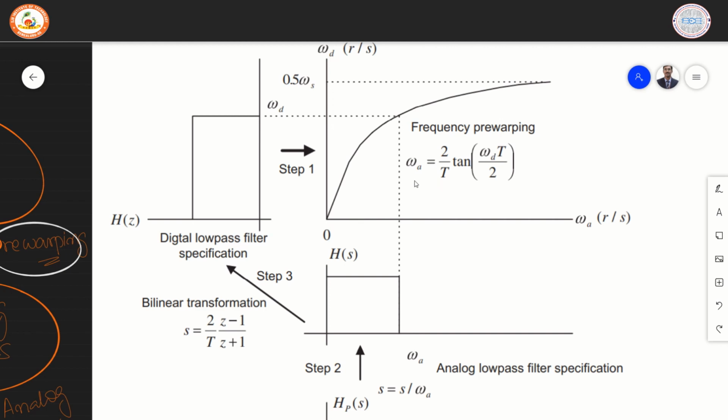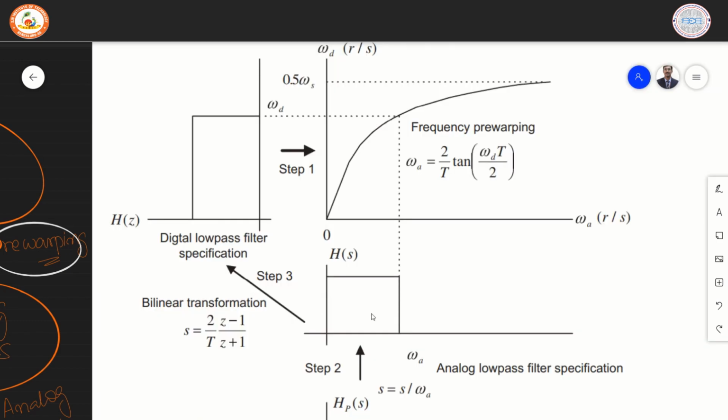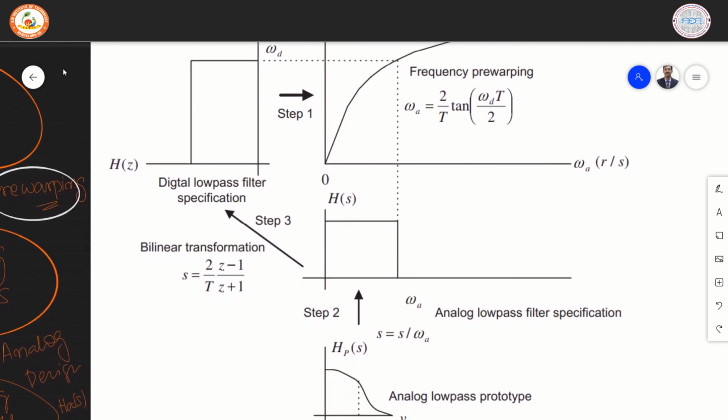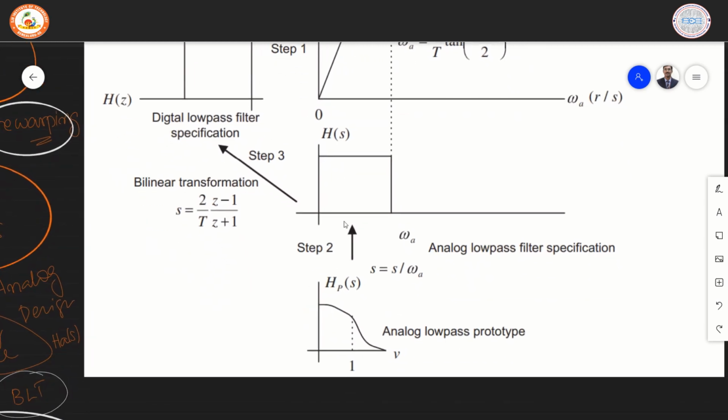Frequency pre-warping is described as omega A is equal to 2 by T times tan of omega D T divided by 2. This way we can convert it into an analog frequency, and then we can perform the analog low pass filter design using the specifications. After that step, in step 2 we have the analog design, and then in step 3 we go for the digital filter by applying the bilinear transformation method.